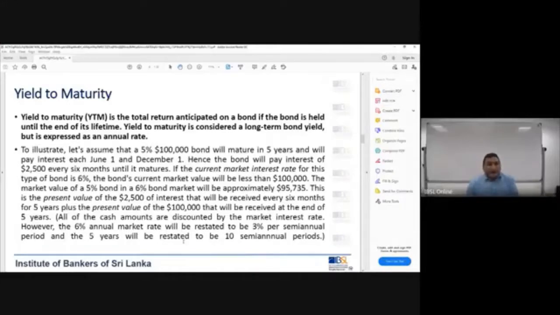Okay, here the example is 100,000. If it is just 100, you are buying it at a price less than 100. The market interest rate is greater than the coupon interest rate, or in other words, if the coupon interest rate is less than the market interest rate, you are buying a bond at a discount.